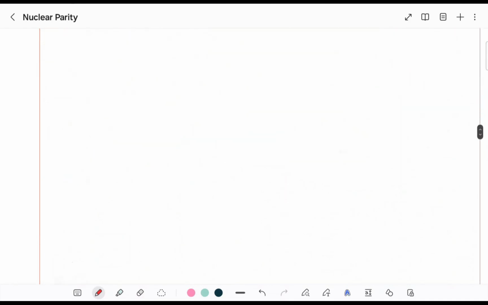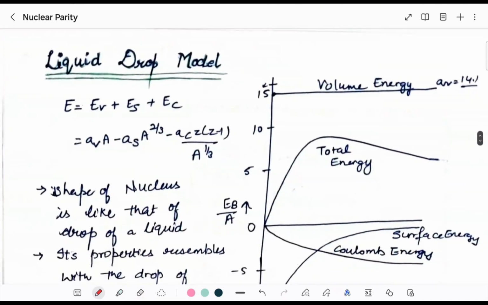Now let's move on to our next topic, which is the liquid drop model. What is the liquid drop model? It is basically the 3 energy terms that we have already calculated in our semi-empirical mass formula. Here we will consider only the 3 energy terms.